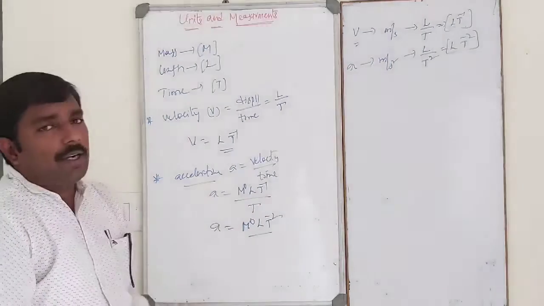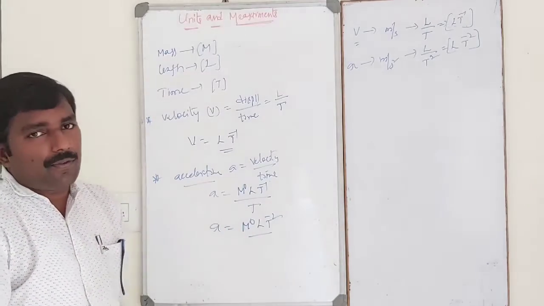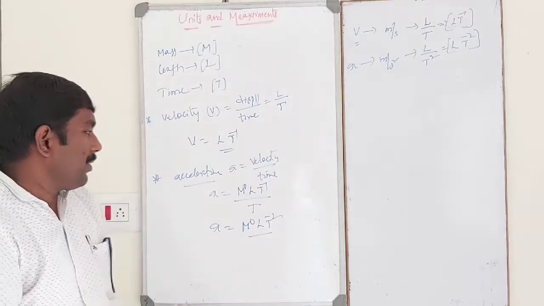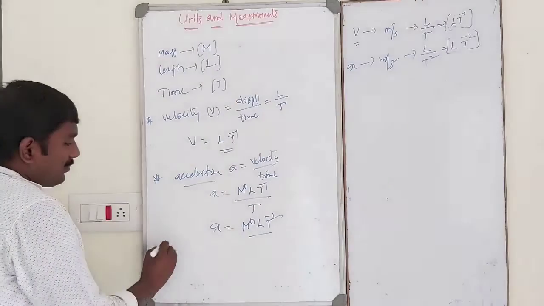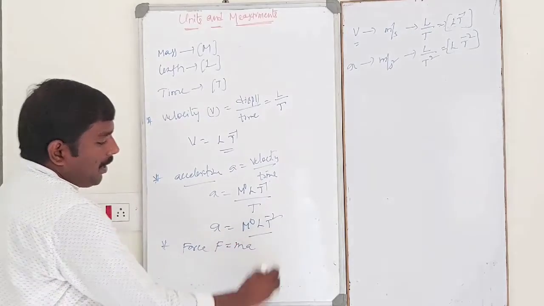This is the direct method, using a formula to find the dimensional formula of that physical quantity. Next one is force. F is equal to ma.